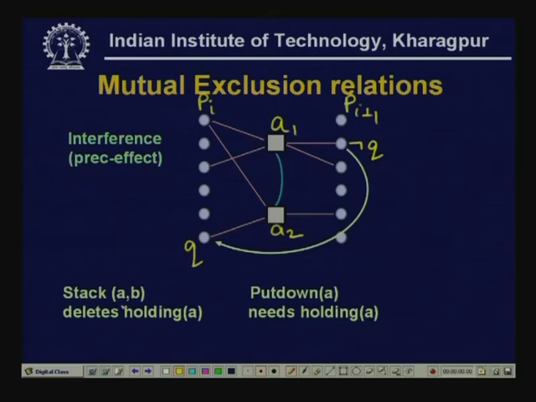An example is the two actions stack AB and put down A. Now, put down A has holding A as precondition, but stack AB is an action that deletes holding A. So, stack AB deletes holding A and put down A needs holding A. So, we cannot have these two actions together. So, they are mutex.